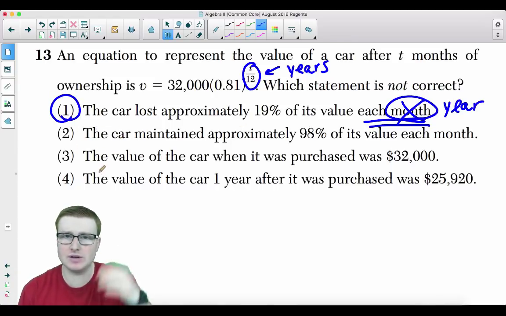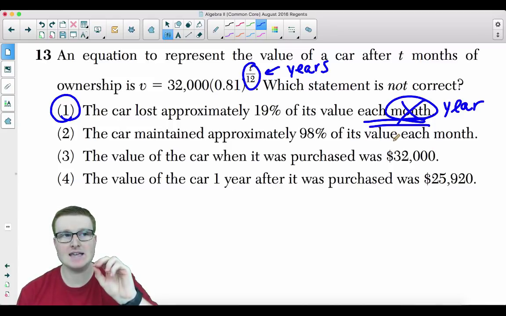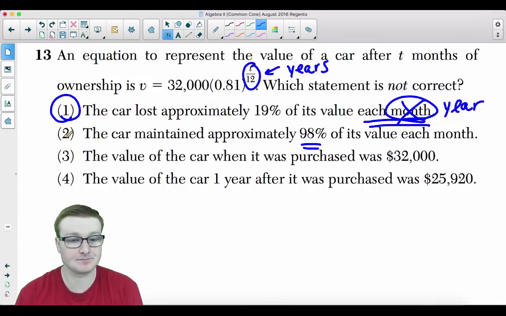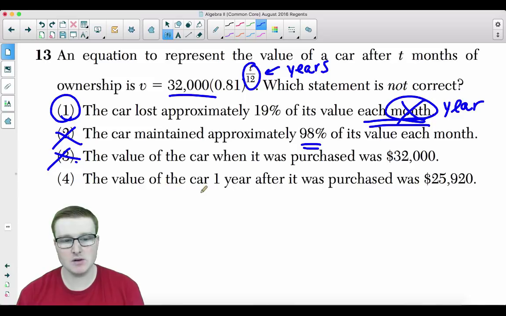Let's take a look at choices 2, 3, and 4 just to show why those are not the answer. Choice 2 says the car maintained approximately 98% of its value each month. Yes. The correct answer for this one is the car lost approximately 2% of its value each month. That's correct. So that's where they're getting that 98% from. It maintained 98%, meaning it's decreasing by 2% each month. So that's true. The value of the car when it was purchased was $32,000. Yeah, that's the principal, the initial amount. Choice 4 says the value of the car 1 year after it was purchased is worth $25,920.